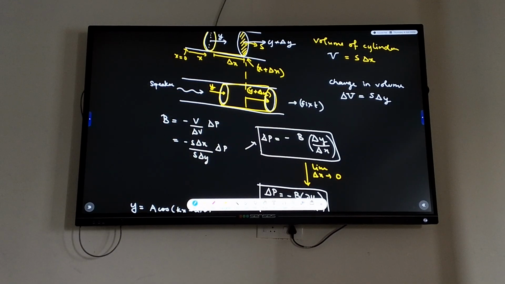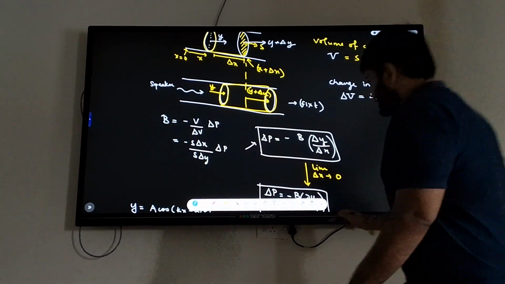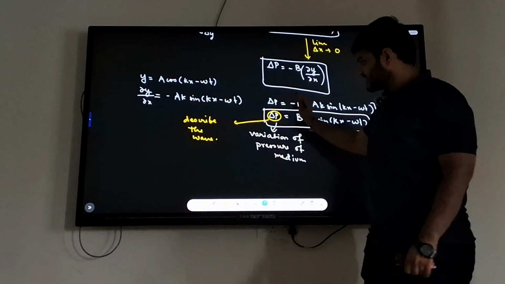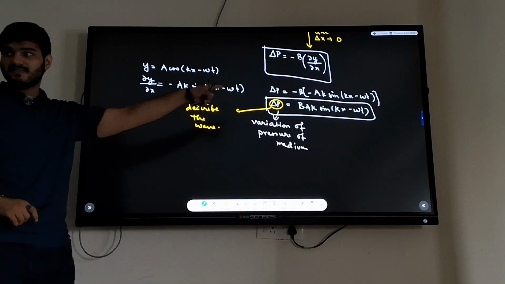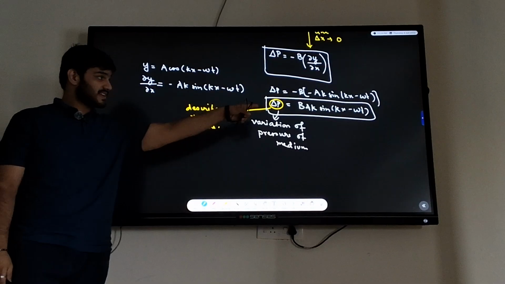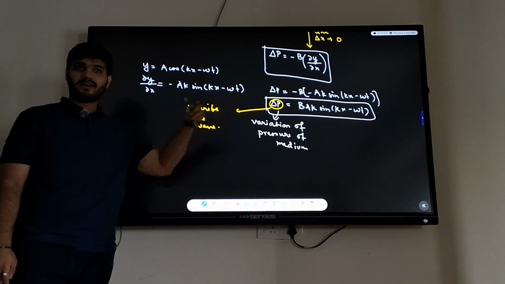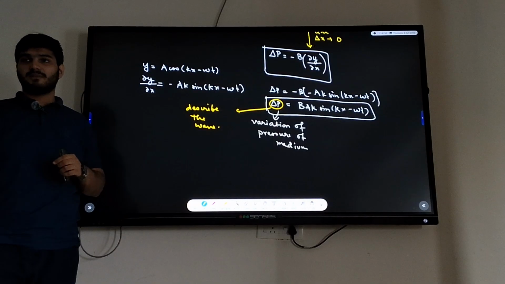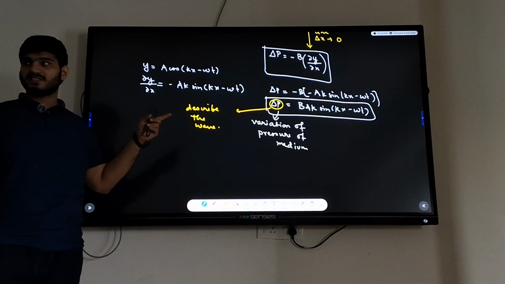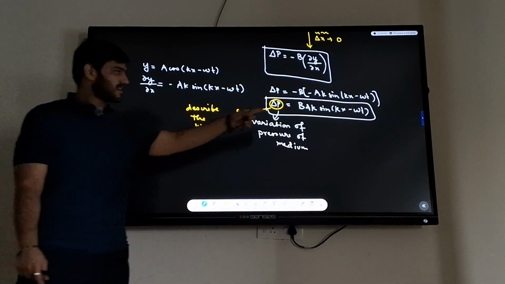Can I go forward? Is it done? So, what is this B by the way? That's bulk modulus. What is that A? Amplitude. I will not call it amplitude now. I will call it displacement amplitude, because there are 2 waves now, which describe my wave. And what is that k by the way?